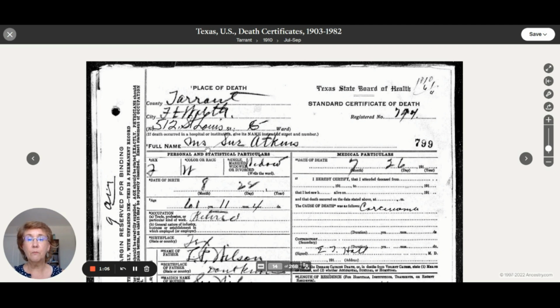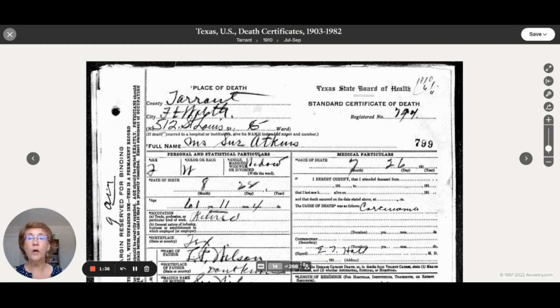So we have her name there. The place of death is Tarrant County, Fort Worth, and we have an address. So it's very important that we read that little line under it. It says, if death occurred in the hospital or institution, give its name instead of the street number and ward. So by giving us the street number and the house actual address, we know where she actually died. Likely this would have been her home. It's certainly a good place to start.